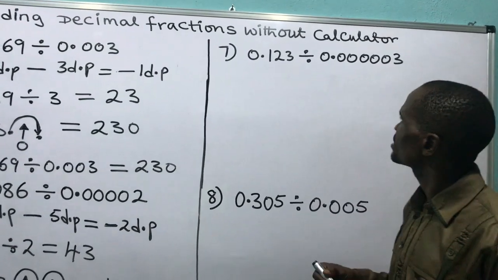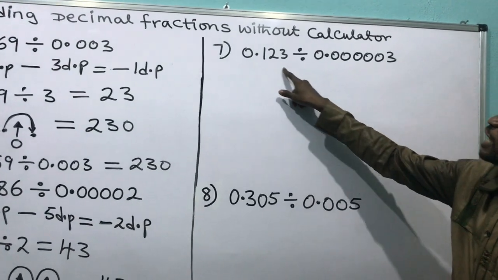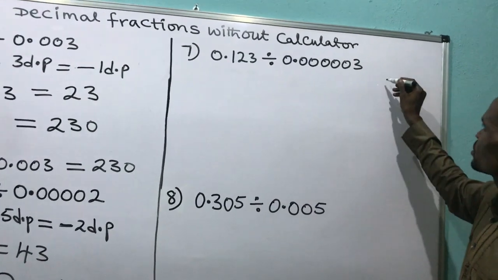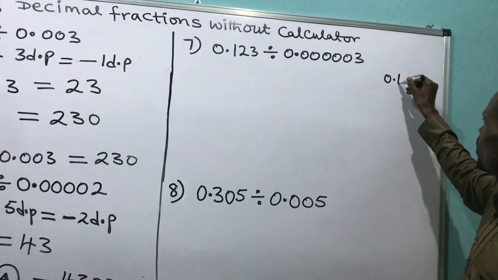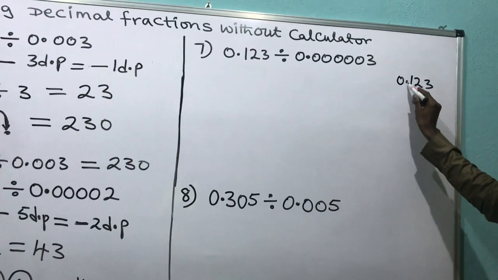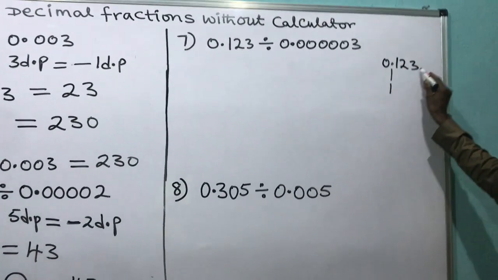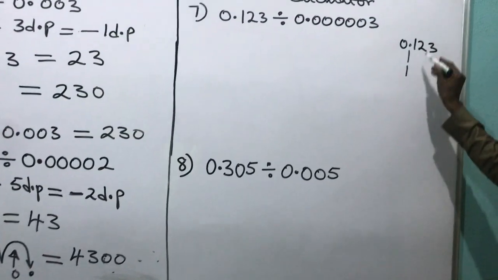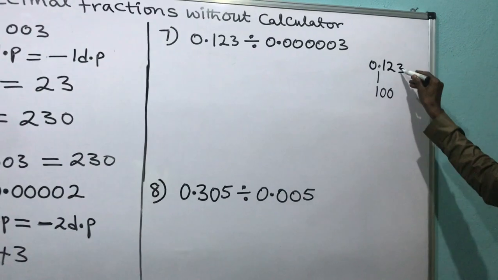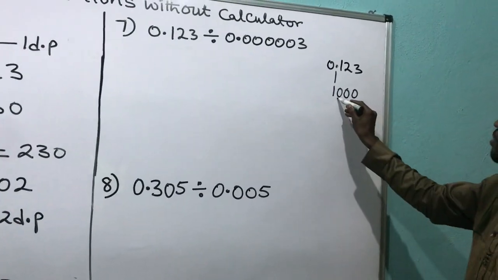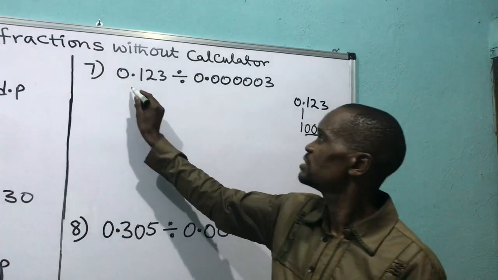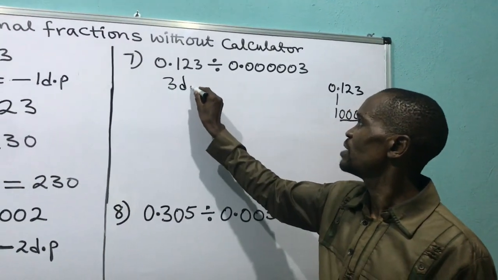Coming to question number 7, I will first of all check how many decimal places here and how many decimal places here. I will start with 0.123. I'm going to check this one. This point is represented by 1, and after that every other value will be represented by 0. I have 1 here, 0, 2 here, 0, 3 here, 0, and that takes me 3 decimal places.